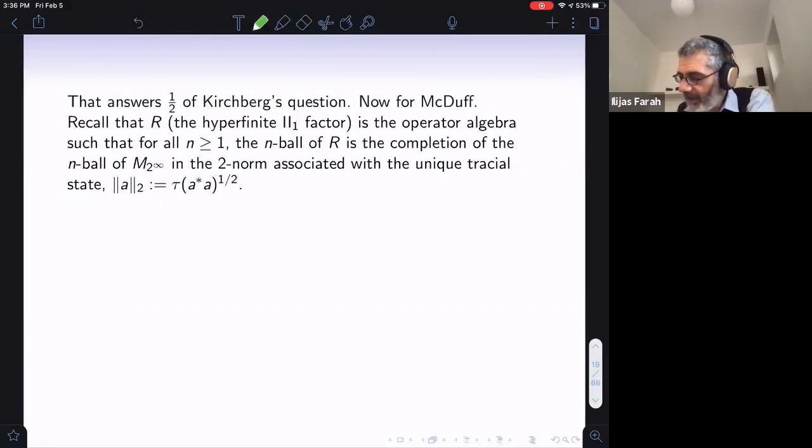So R is the operator algebra, which is obtained by taking the 2-norm on the CAR algebra. Tau is the unique tracial state of the CAR algebra. Look at this 2-norm. And now you don't take completion of the entire algebra. That would end up getting you some unbounded operators. You just take completion of each bounded ball separately and take the union of all of that. And that is the hyperfinite II_1 factor.